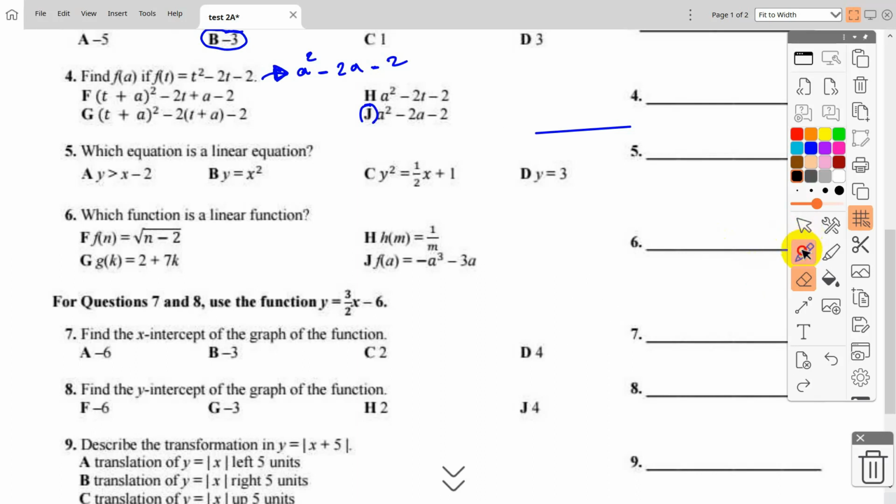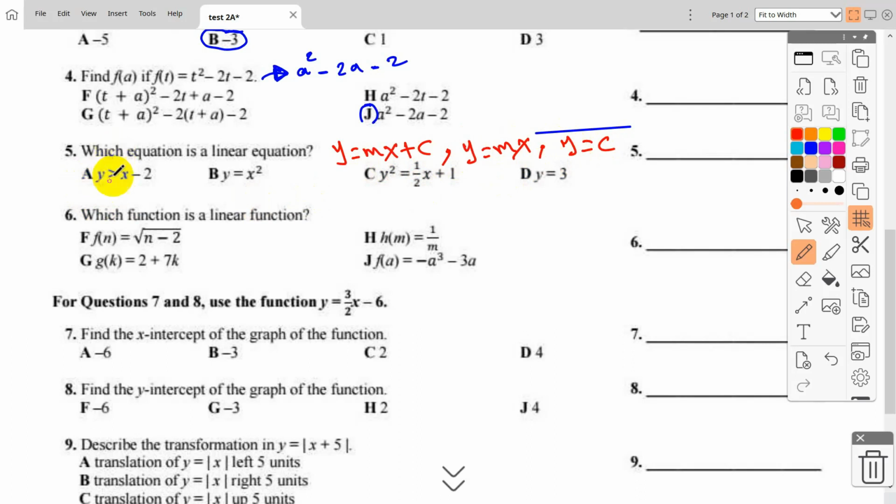For question 5, which equation is a linear equation? Remember, the standard form for a linear equation is y equals mx plus c. Also, a linear equation can be in the form y equals mx only. Also, it can be written in the form y equals c. So these are the different forms for the linear equation.